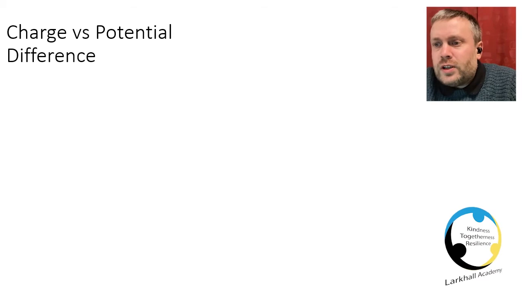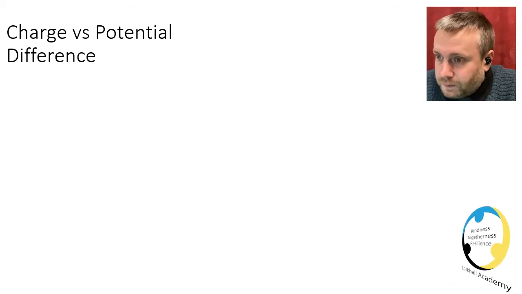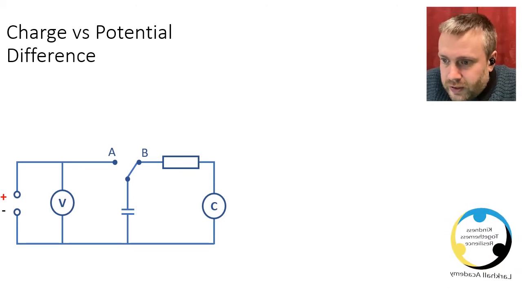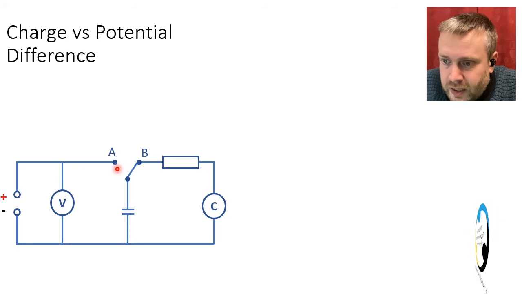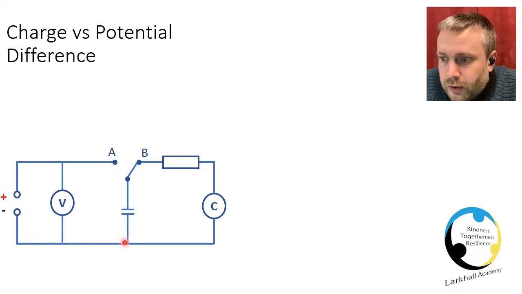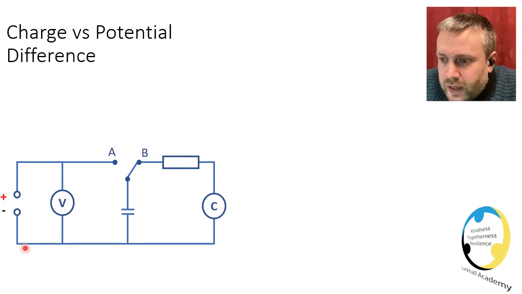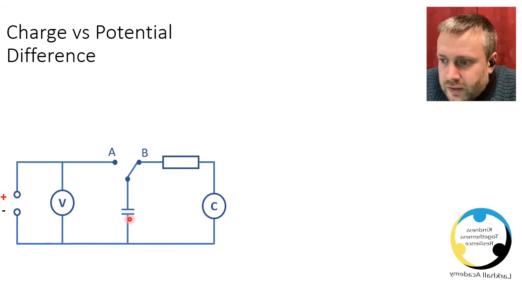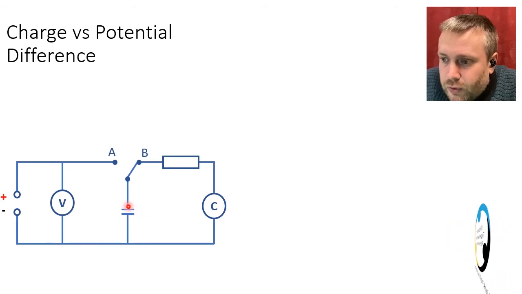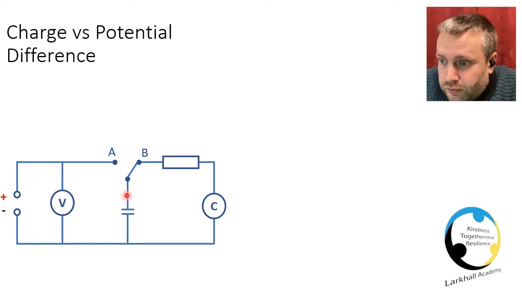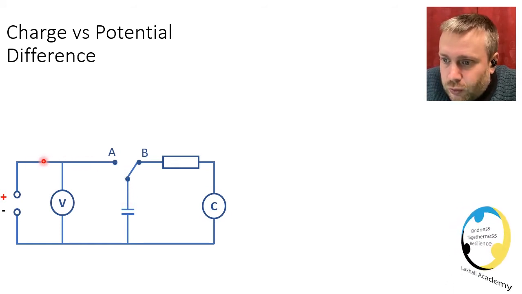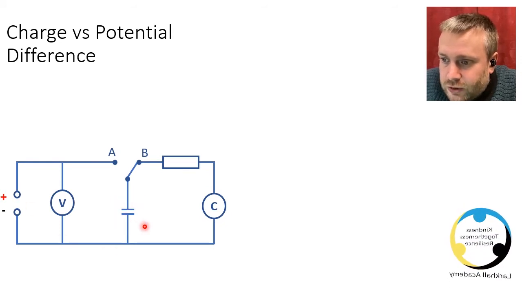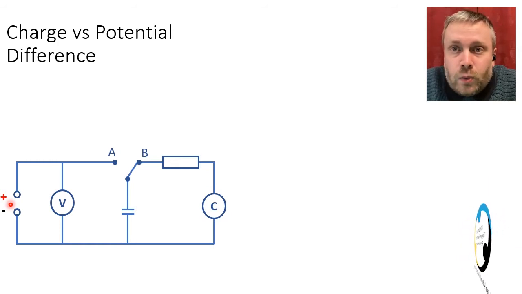So let's have a look at charge versus potential difference. Let's consider the circuit that we're looking at here. What we can do with this circuit is switch the switch to position A, and we will charge up our capacitor. The electrons are going to flow from the negative terminal to the capacitor and be stored on this plate, and on this side of the capacitor the electrons are going to flow off that plate and round towards our positive terminal. So we end up with our positive charges stored on this side and our negative charges stored on the other side.